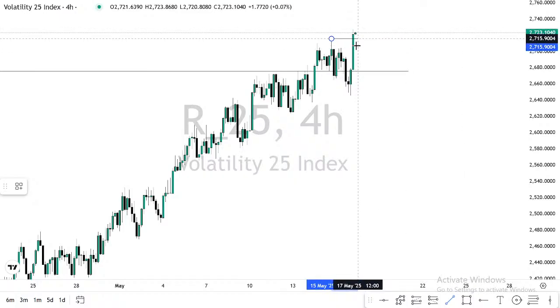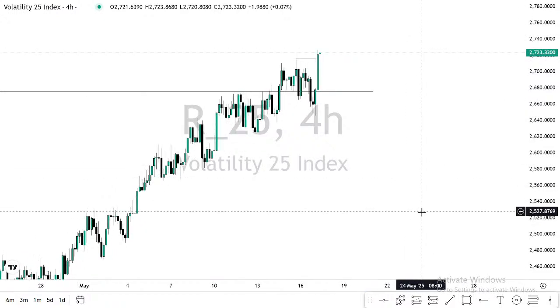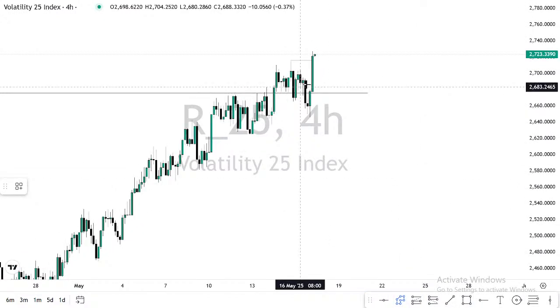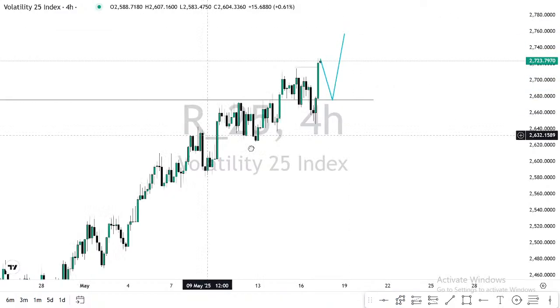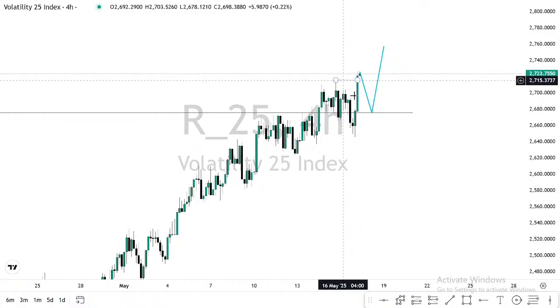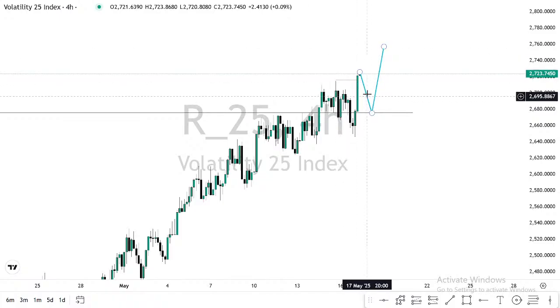Here, the break of structure. So this is what I am expecting. I'm expecting a retracement. I cannot jump into this buy setup. It has already gone too far. We've broken structure, so all you are waiting for is retracement.